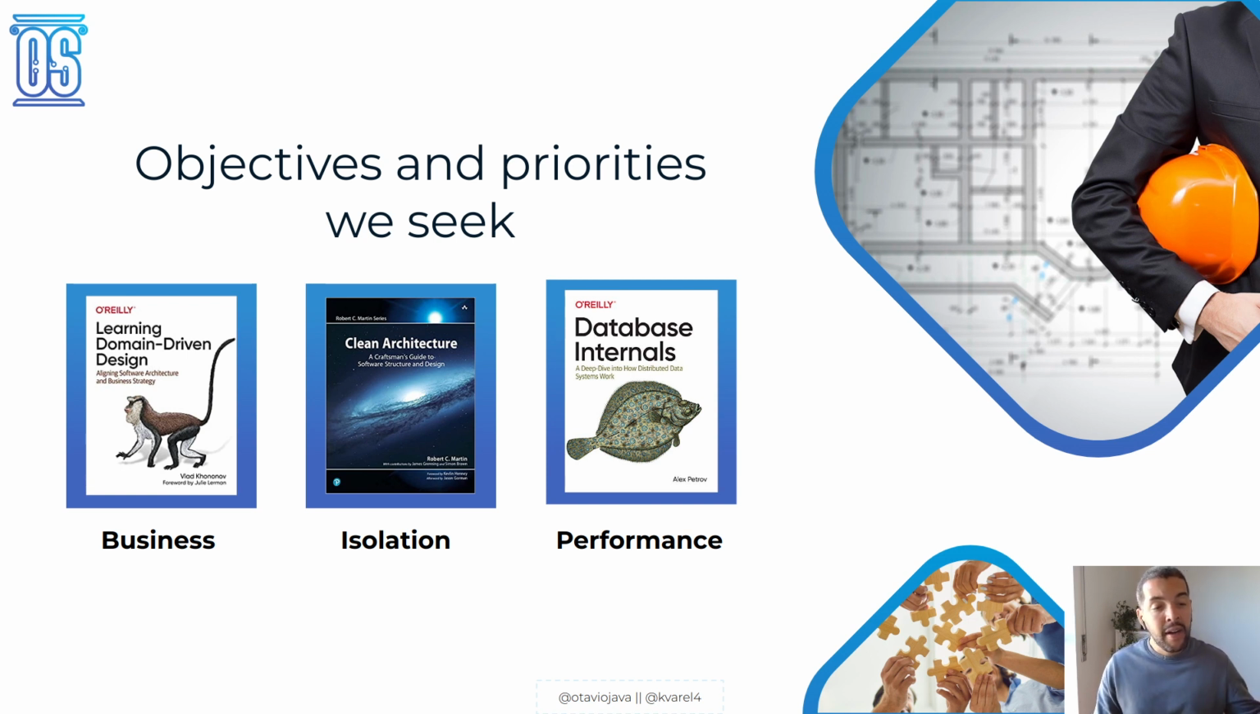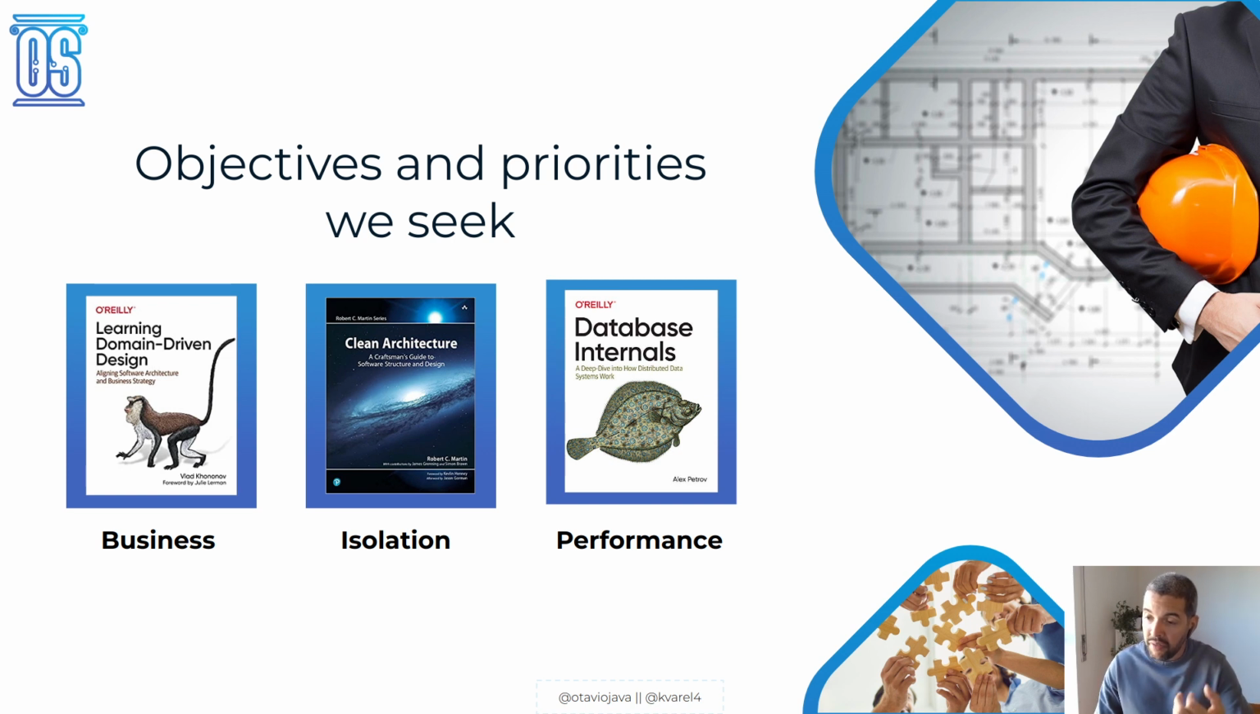So we want isolation on one hand to focus on the business, and on the other hand to have a better model to improve our database to return information faster and faster and faster. Maybe the fastest in the market. Why not? Again, business, DDD, isolation, clean architecture, for example, and performance.